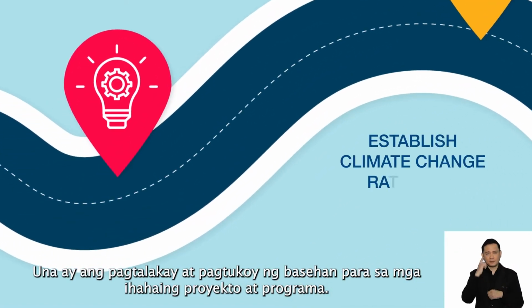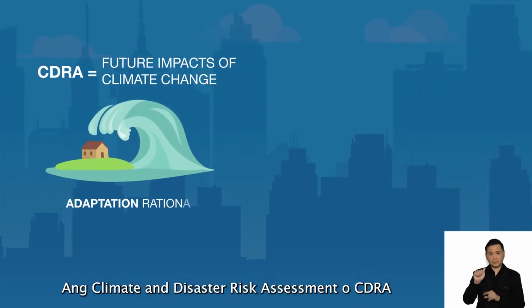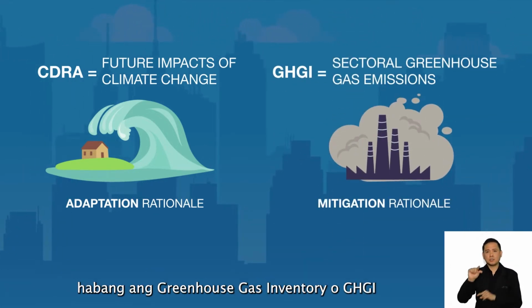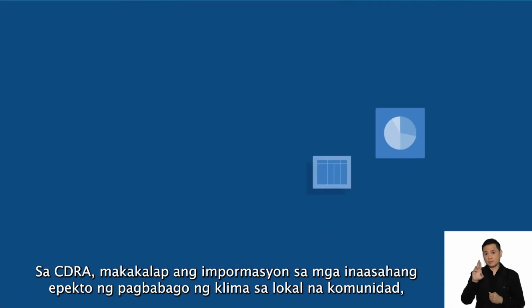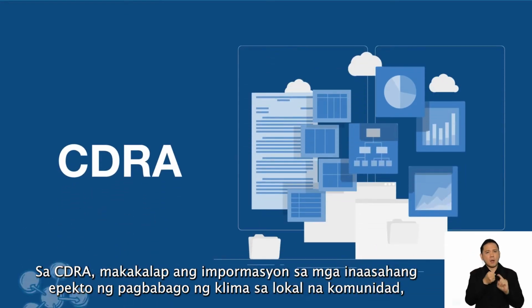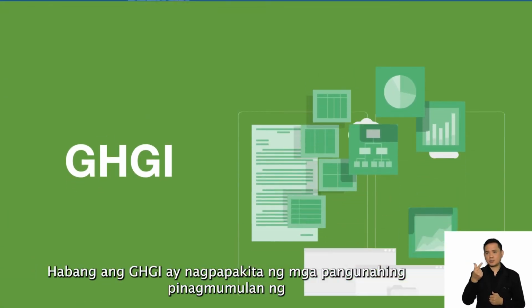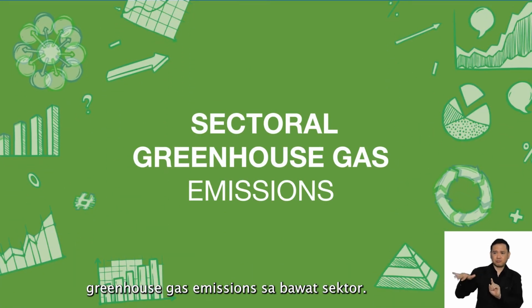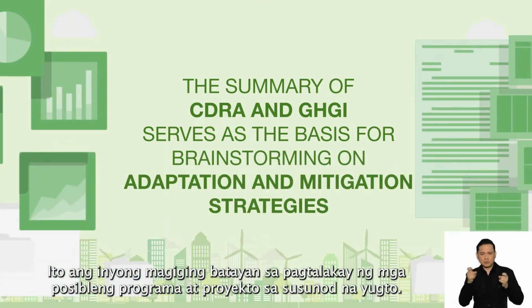First, in establishing the climate change rationale. The Climate Change and Disaster Risk Assessment, or CDRA, establishes the adaptation rationale, while the Greenhouse Gas Inventory, or GHGI, establishes the climate mitigation rationale. In CDRA, the Climate and Disaster Risk Assessment prepares information on the future impacts of climate change to the planning area, while the GHG Inventory explains the sectoral greenhouse gas emissions. Their summary serves as your basis when brainstorming the adaptation and mitigation strategies in the next stage.